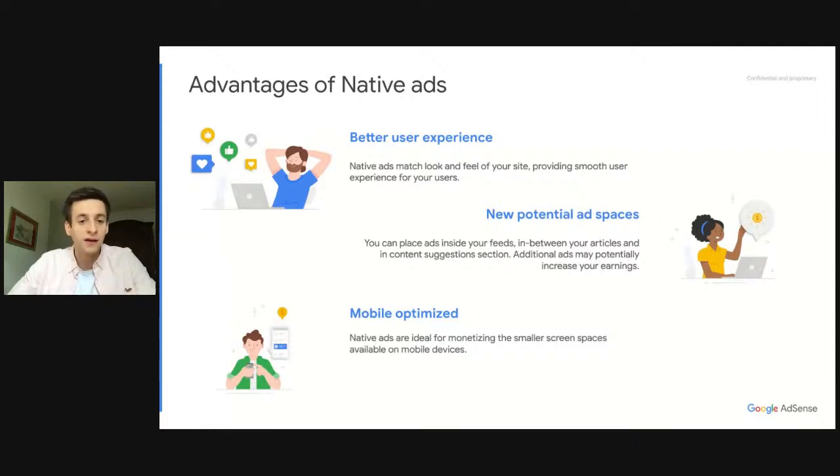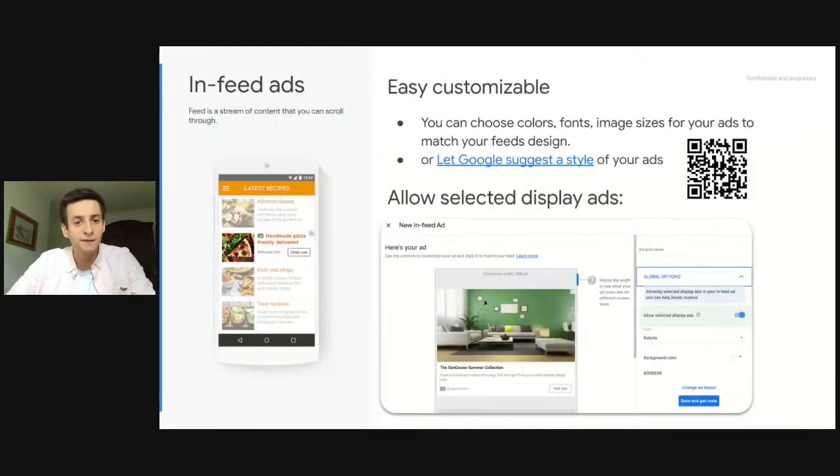And finally, something that is also worth noting is that native ads are ideal for monetizing mostly mobile pages because they are adapted to the experience on mobile. If we look at the specifics of the different styles, we start with the in-feed ad, which really fits in the feed of your articles, as you can see here on the picture.